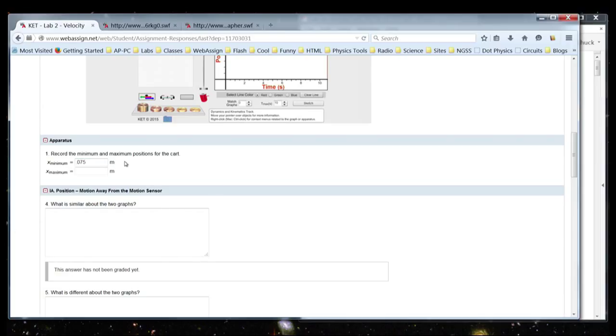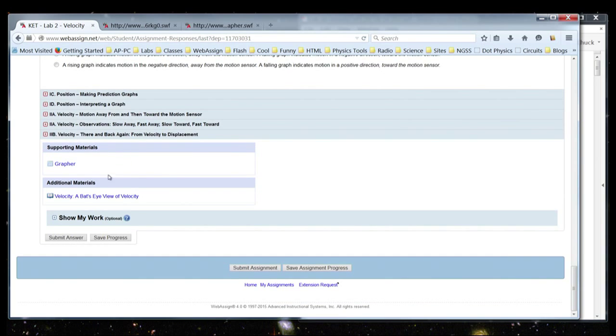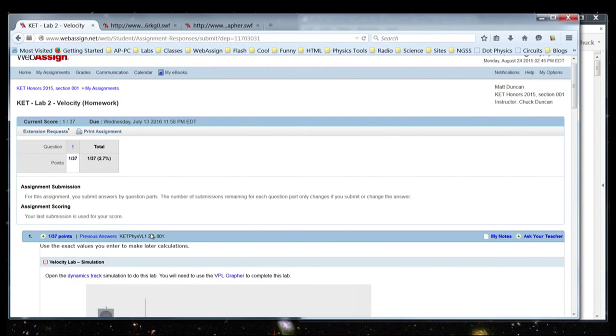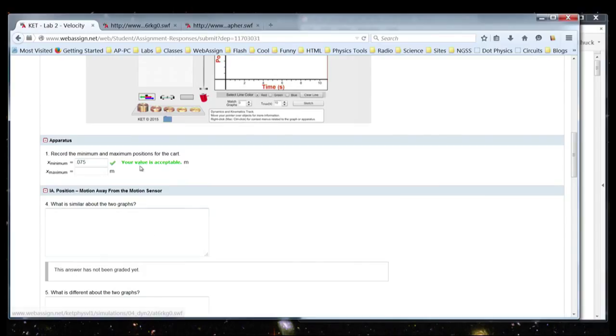Now remember I told you about submitting. I'm going to scroll right to the bottom of the page and click Submit Answer. And why not save? Well, actually, for some reason the save's not there. I'm going to go back up to the top, and notice now it says that my value is acceptable. It isn't perfect, I guess, but anyway, it's acceptable. And so that's the way it works.